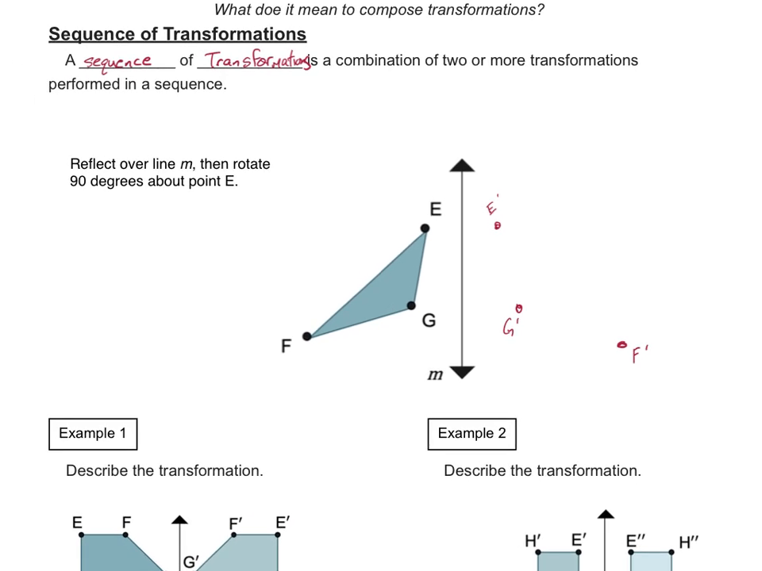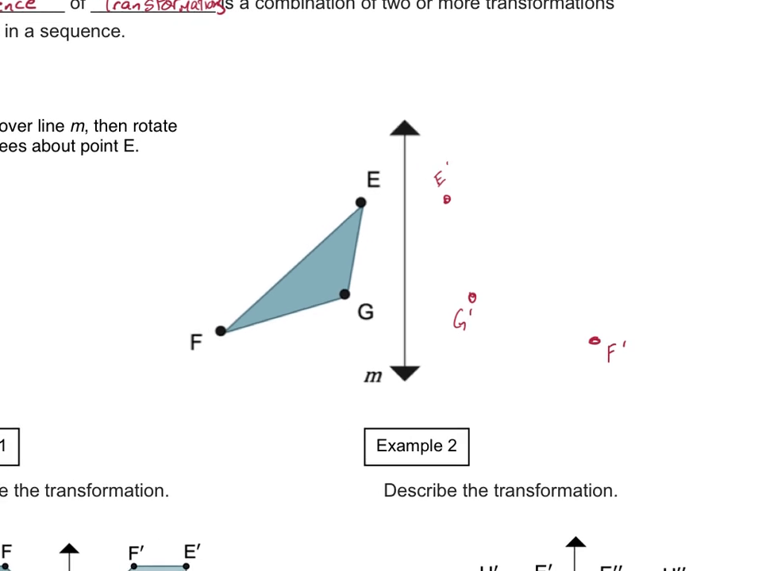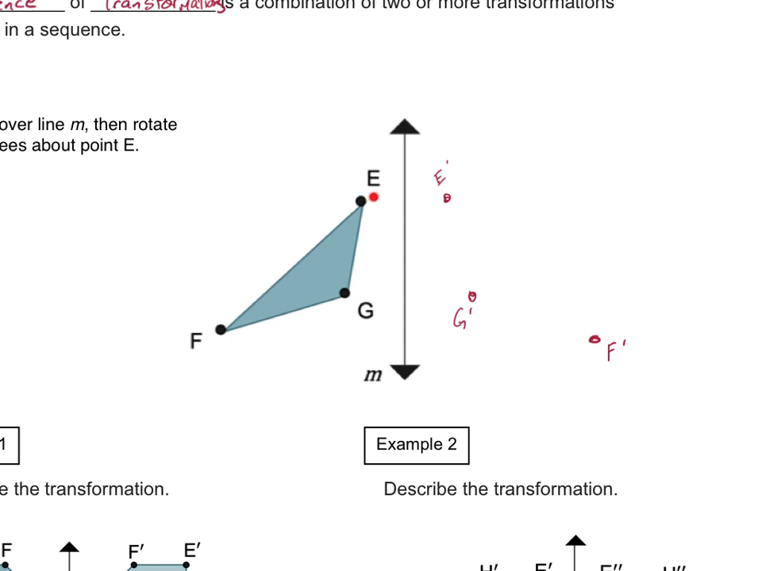So here in this first example, they're describing that they want to reflect over the line M, and then they want to rotate 90 degrees about point E. Now, obviously, there's no grid here, so it is an estimate, but if I were to reflect over line M, I would take E and it would be reflected over line M. I would take G and it would be reflected, and then F would be reflected. So my first transformation would look something like that, and obviously, it's just an estimate.